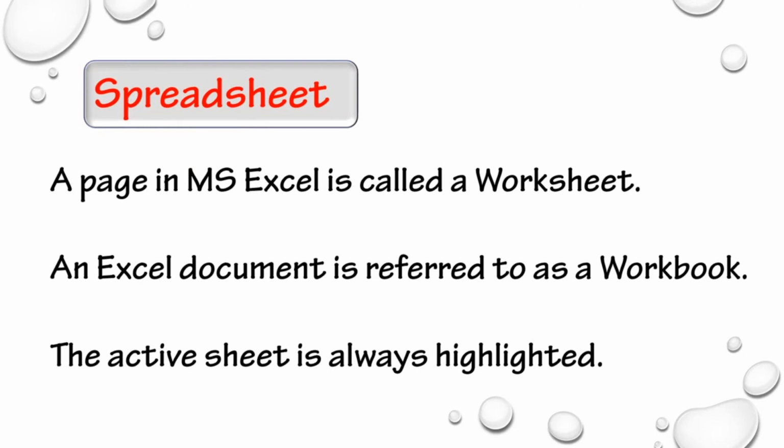A page in MS Excel is called a worksheet. An Excel document is referred to as a workbook. The active sheet is always highlighted.